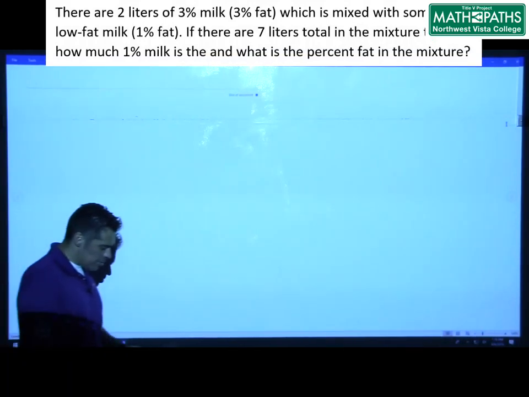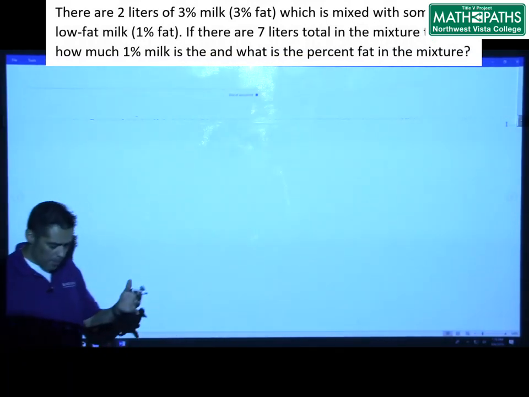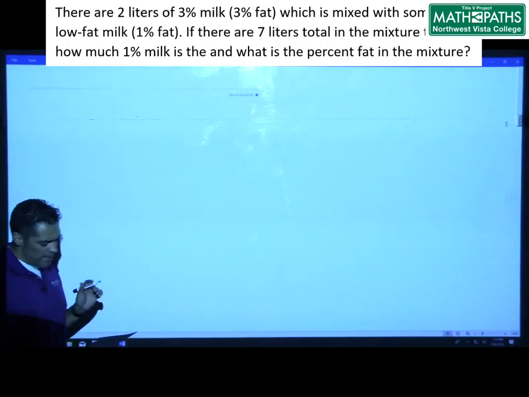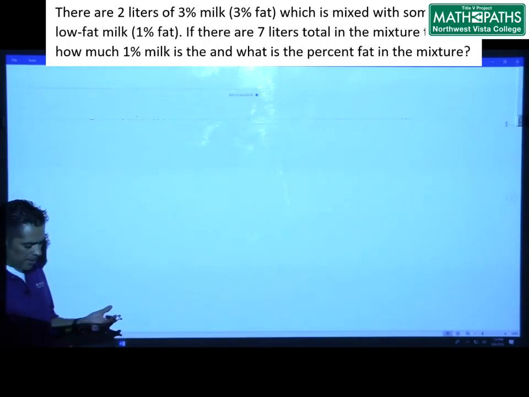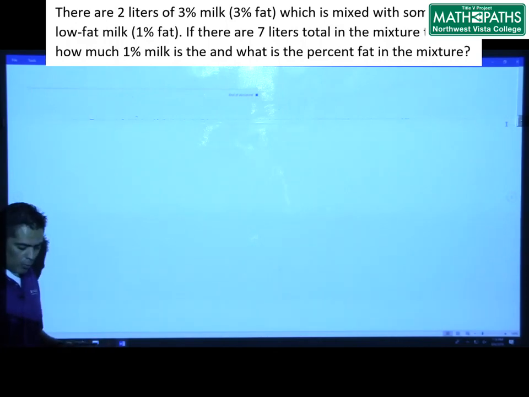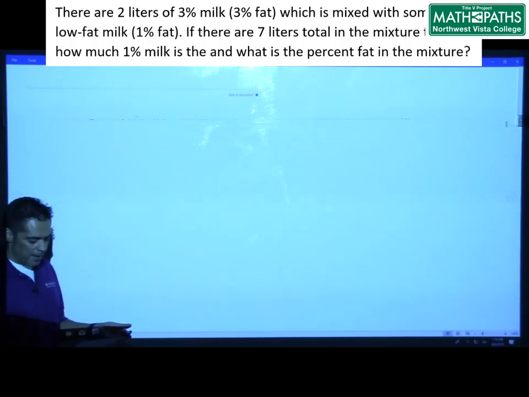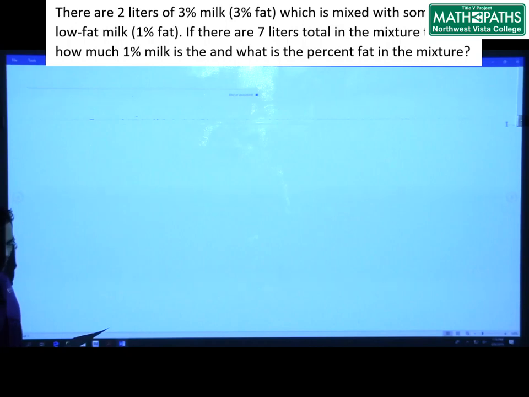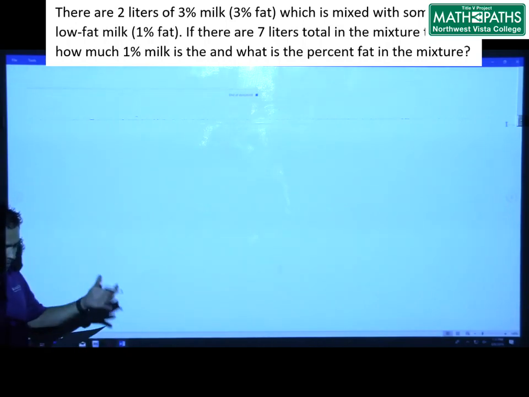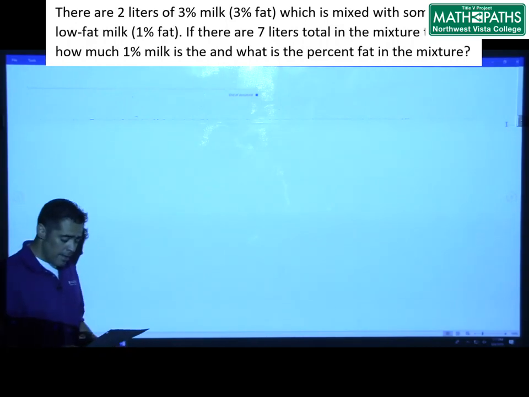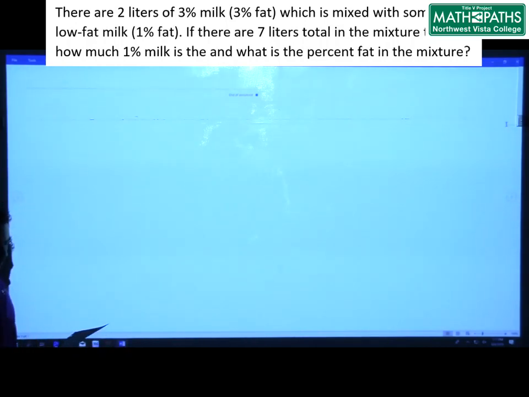Okay, on this next question, we're going to have a similar problem, but you're going to notice in the wording here something's different. So first of all, it says there are 2 liters of 3% milk, which is mixed with some 1% low-fat milk. So they're not telling us how much of this 1% low-fat milk we're mixing the 3% milk with. But they're telling us if there are 7 liters of the mixture total at the end, how many liters of the 1% low-fat milk were there? And then what is the percentage of the fat in this 7-liter mixture?